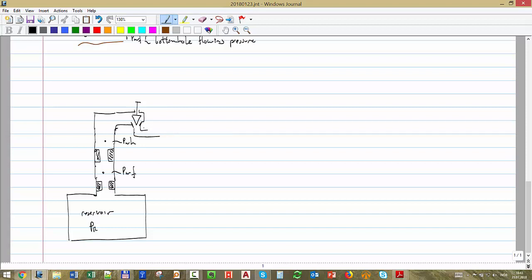And then I have, again, another restriction that will be the pipeline, right? And finally I have another point here which is P separator. Okay, so that represents the pipeline, this represents the tubing, and this represents the formation, or we also call it the drawdown.